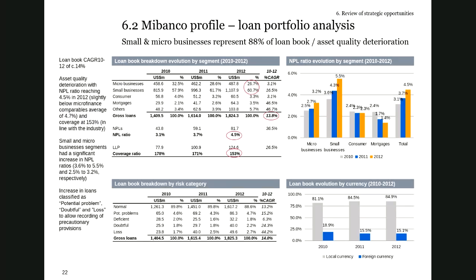And then even more detailed analysis of the loan portfolio. How had it evolved? What percentage is micro business, small business, consumer, mortgages? And how did the NPL, or non-performing or morosidad, evolve in the last years by segment and by risk category, and by currency, local currency, so dollars, soles, etc.